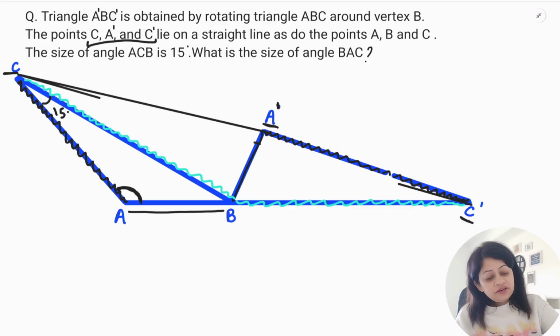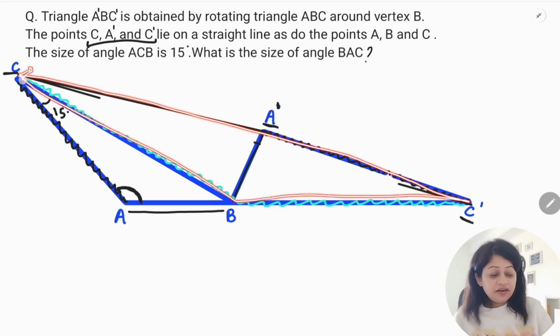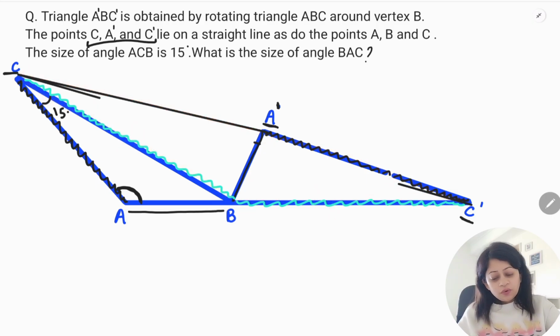If you look at this triangle, I will highlight this triangle. This triangle is BCC dash, right? If you look at this triangle, this side is equal to this side. That means this is an isosceles triangle, right? If this is an isosceles triangle, that means this angle will be equal to this angle, right? Okay. And what is this angle then? Let us see. Since we know that these two triangles are the same, this is angle C. If this angle C is 15, this angle C is also 15, right?